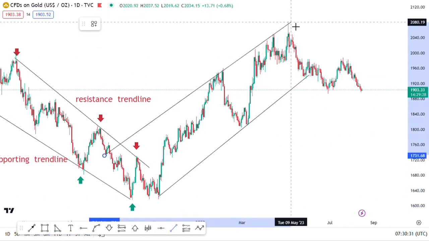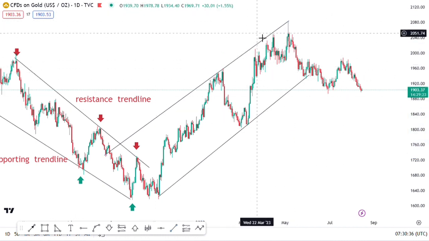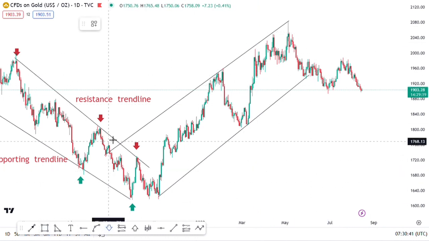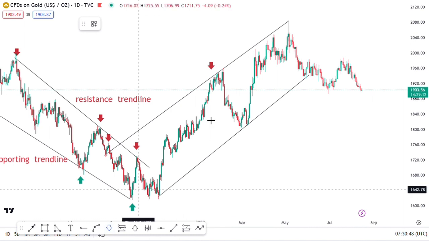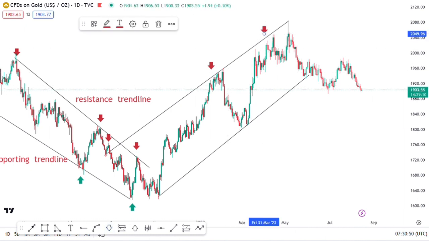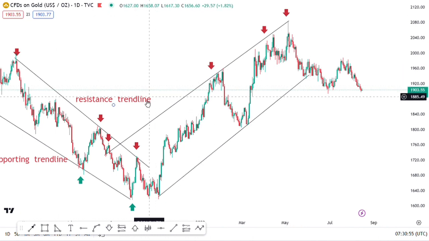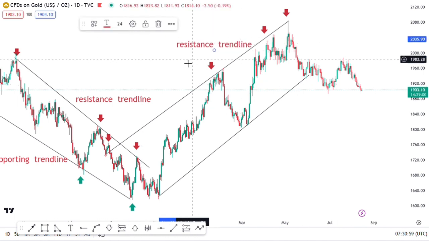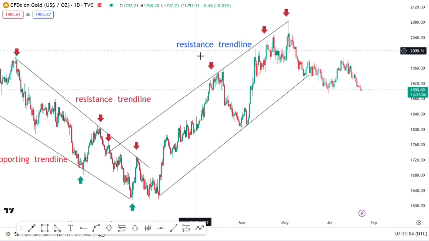Okay, you're on an uptrend. We have so many touches. Let's say this is my first right here, this is my second, this is my third, and then a fourth touch. This is my resistance trend line. Let me draw that this way. Let me change the color so you can see. This is my resistance trend line.